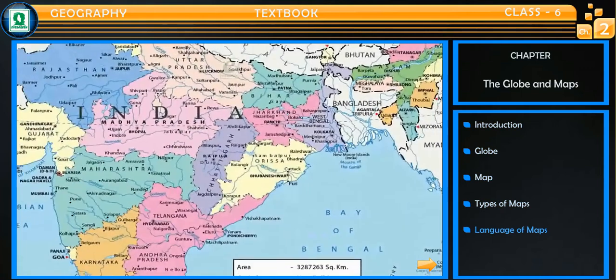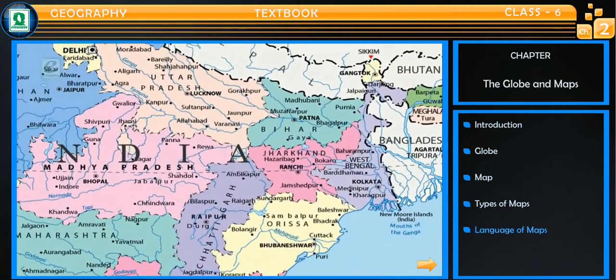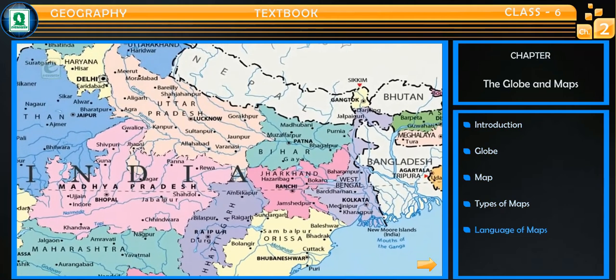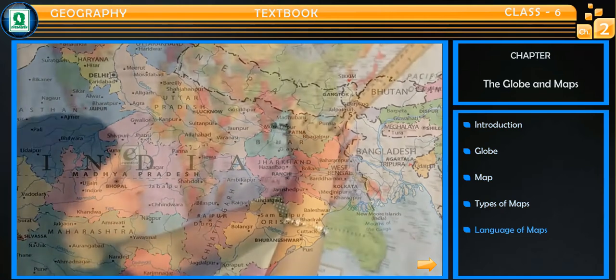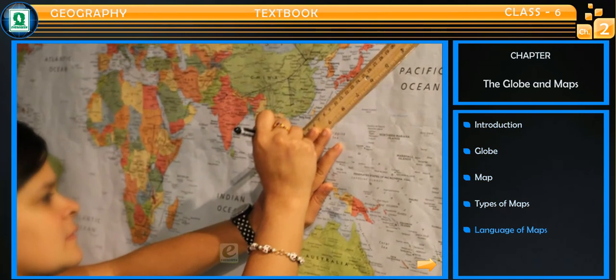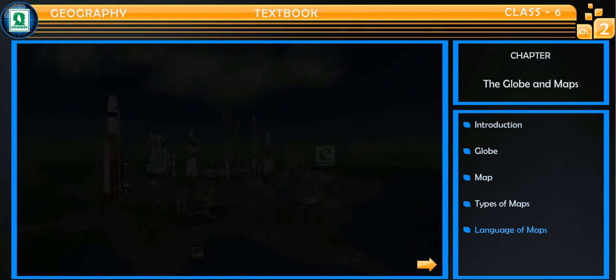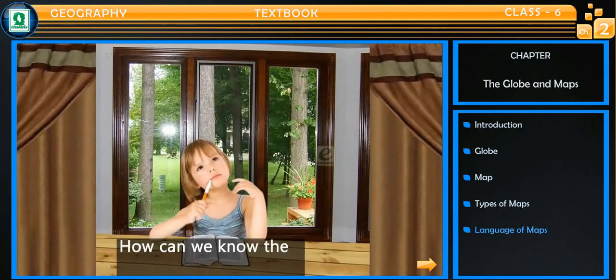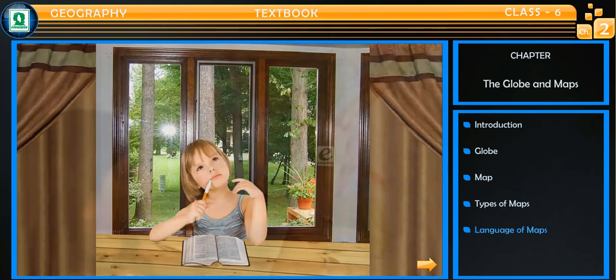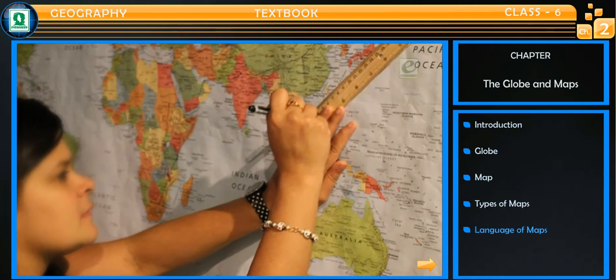But places or features which are shown very close on map, are they on the same distance on the earth? No, maps are drawn to scale. Thus the places appearing very close to each other are in reality far off on the ground. How can we know their actual distance? To know that, one must know about the scale of a map.